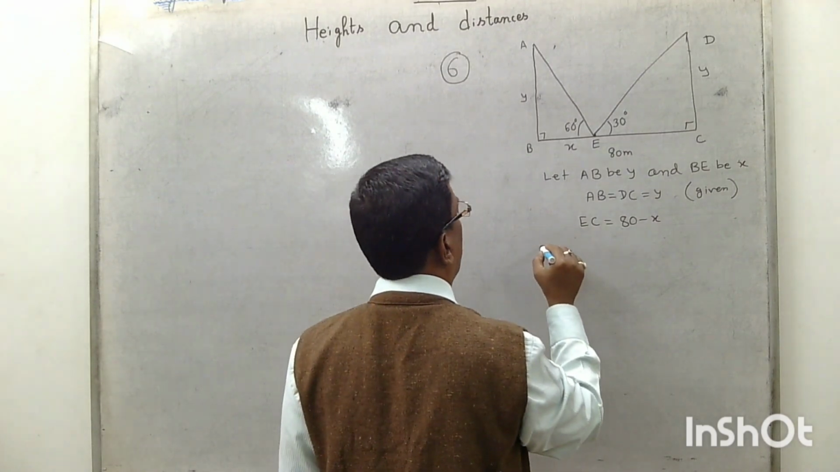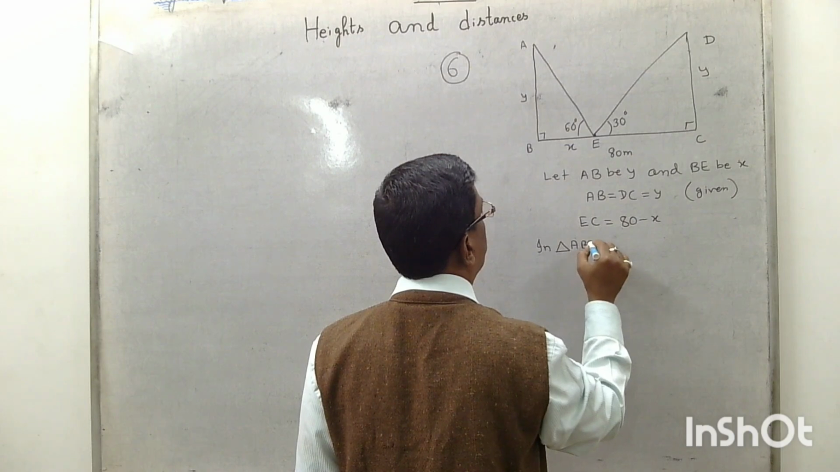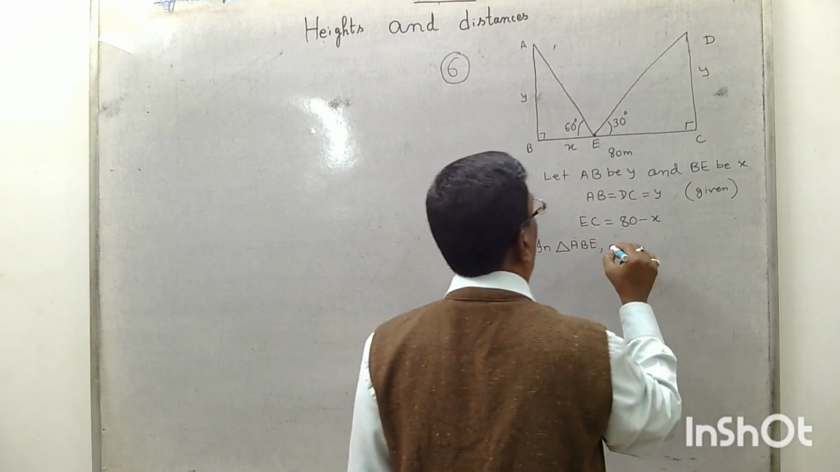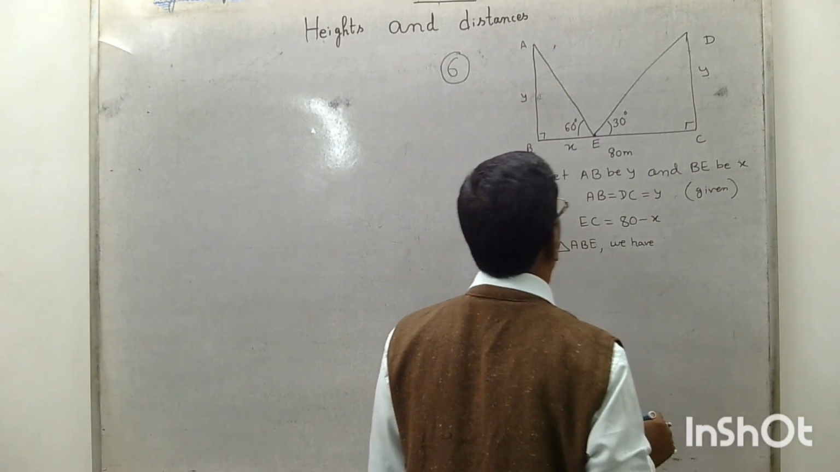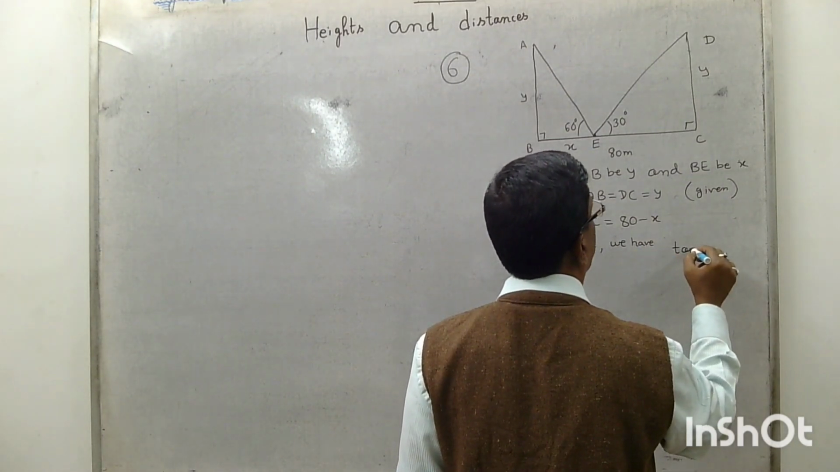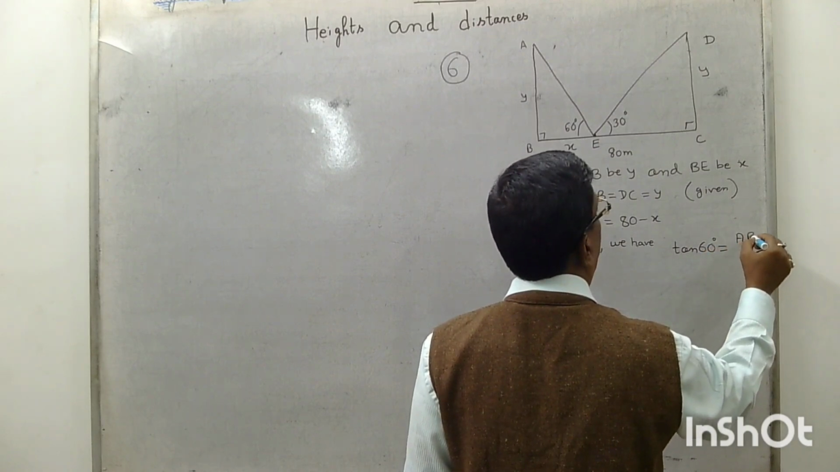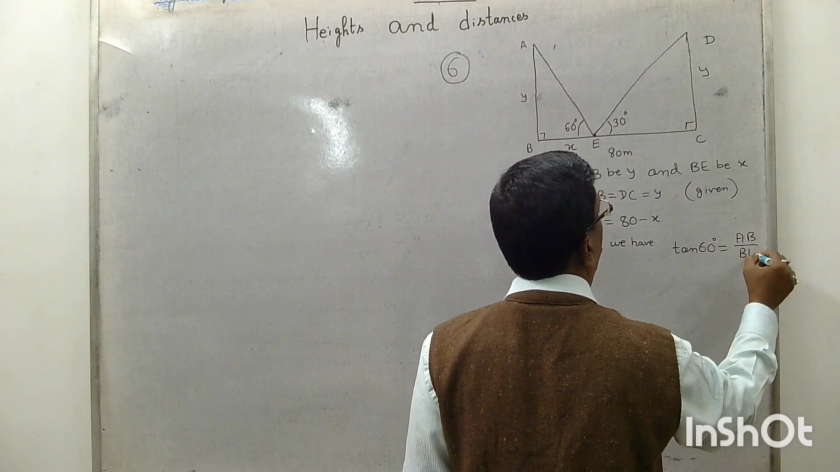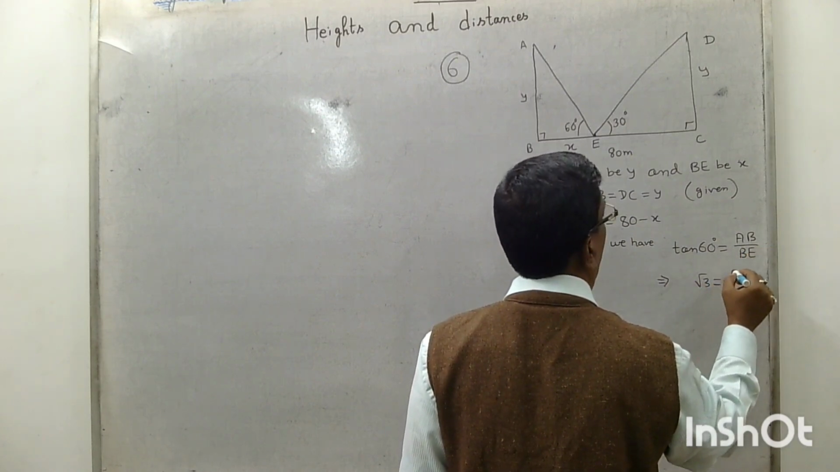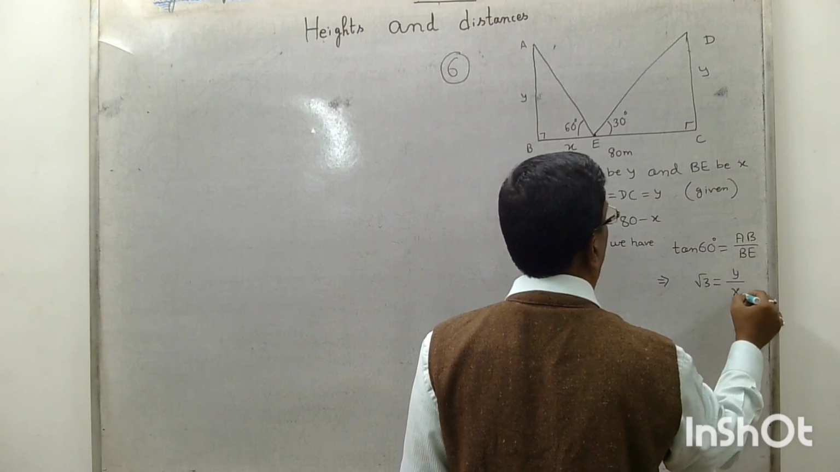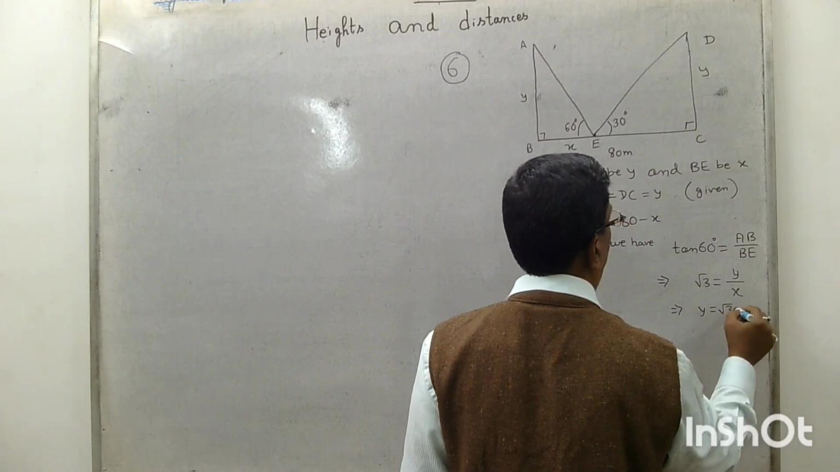So in right angle triangle ABE, we have tan 60 equal to AB by BE, root 3 equal to Y by X. So Y equals root 3 x.